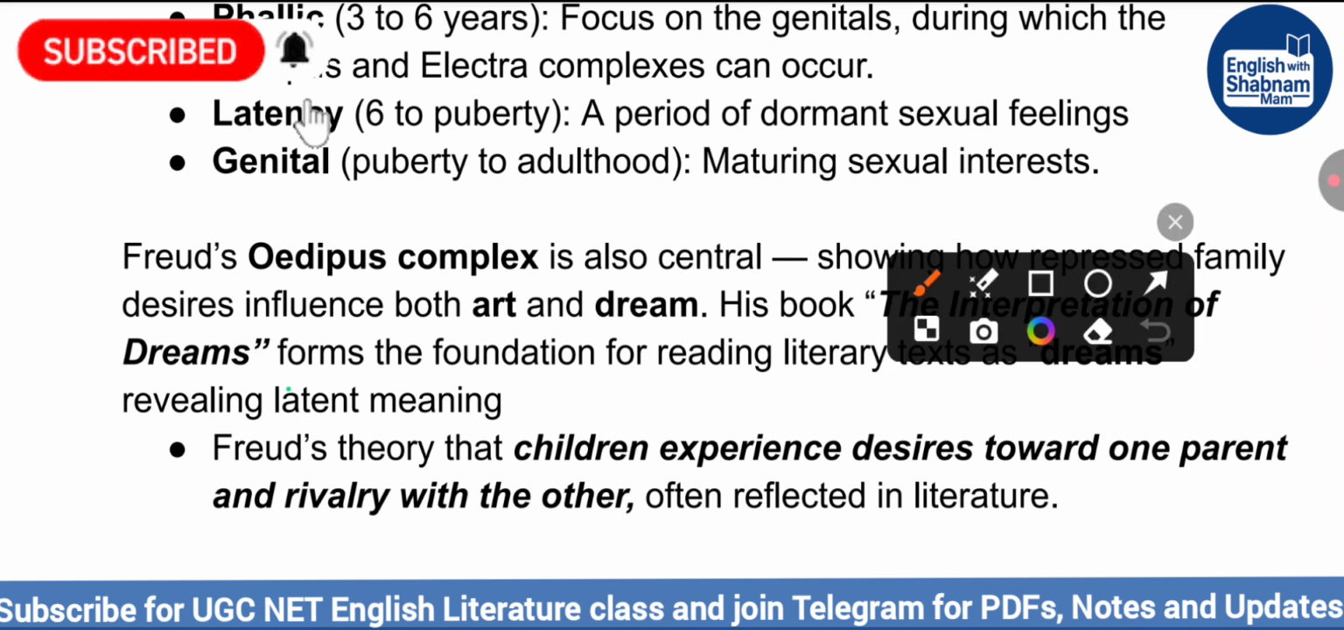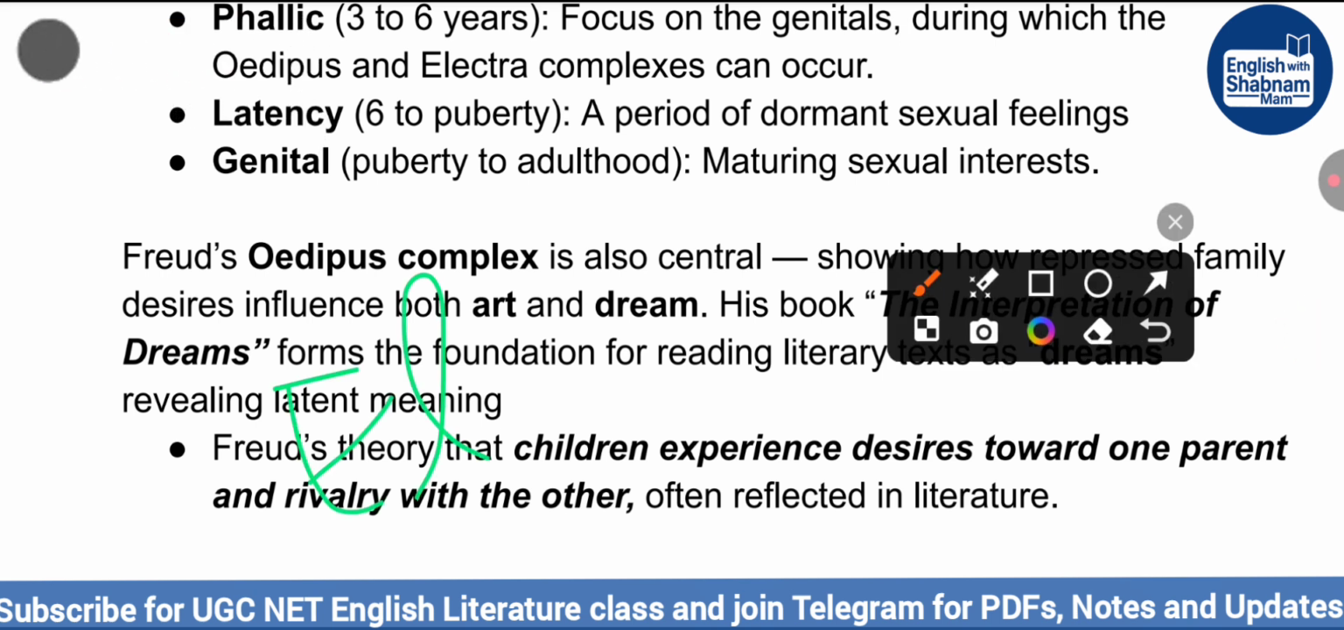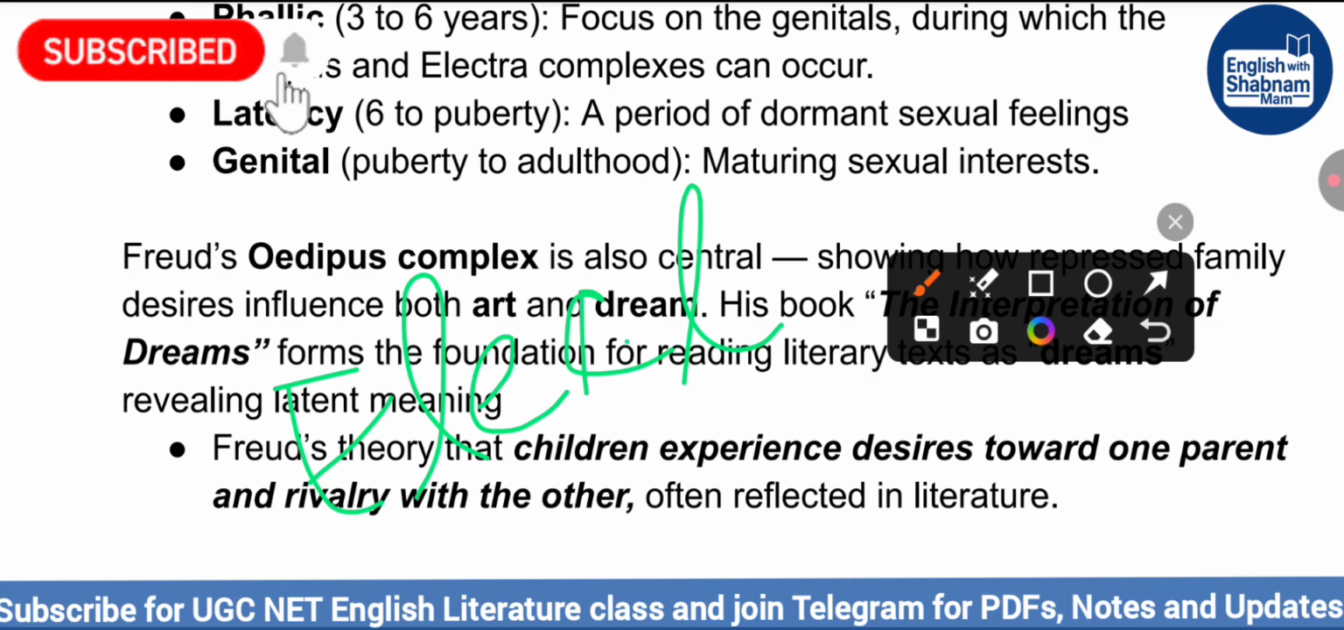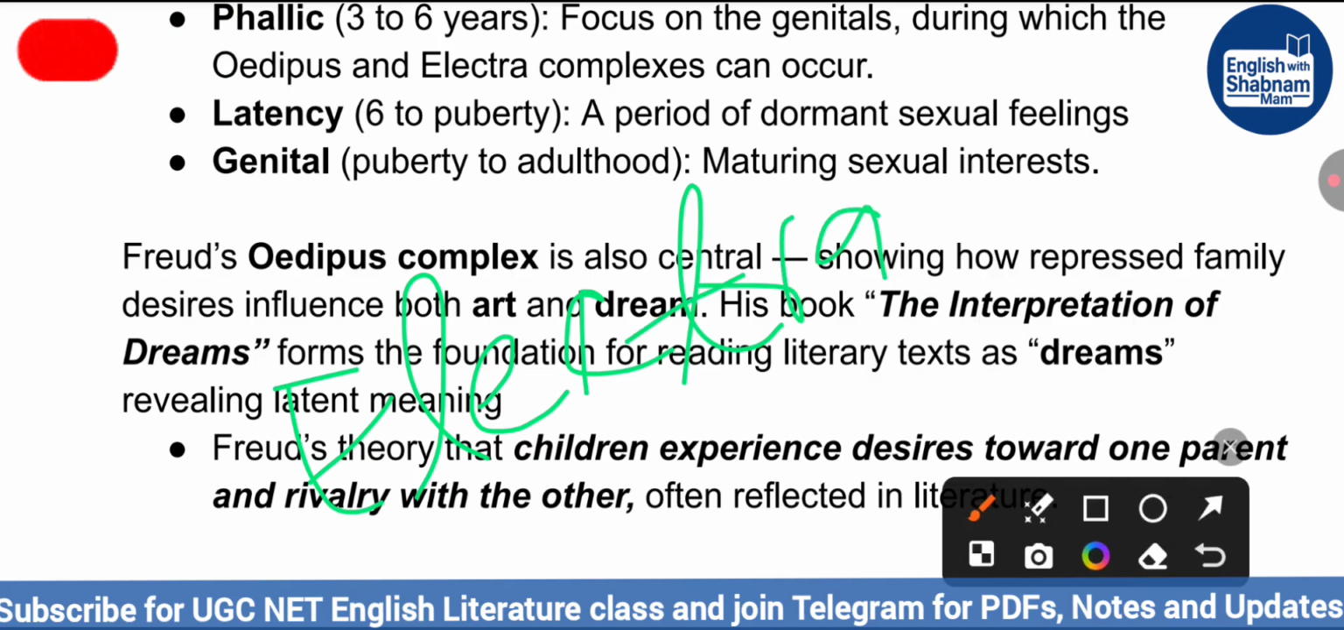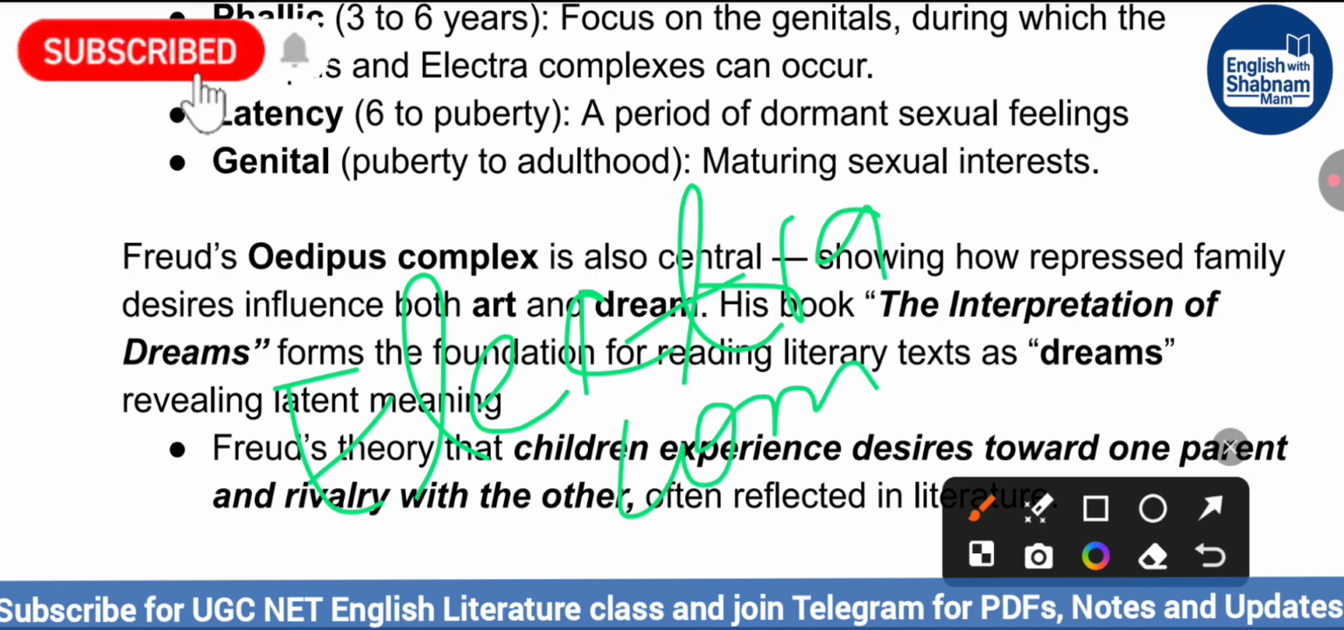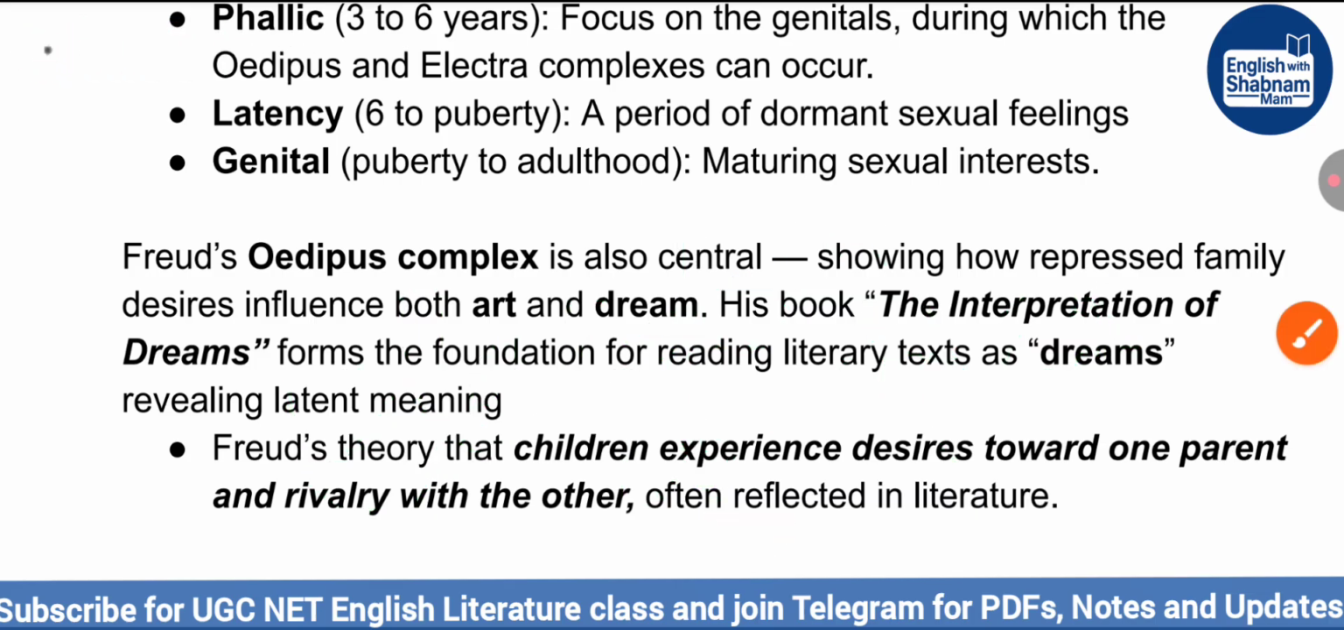And similarly we have another concept, that is the Electra complex. You can take the example of Sylvia Plath for the Electra complex. In this, a girl child develops desire for her father, and similarly the same sex becomes the rival. So this is the Electra complex. An example we have is Sylvia Plath.